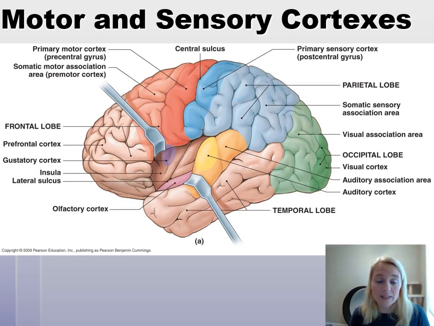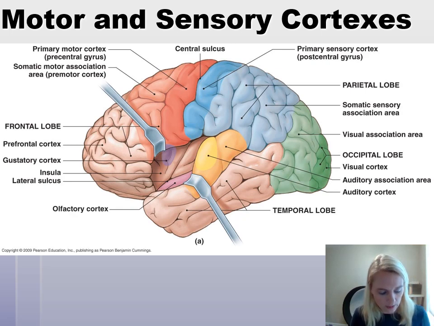So now we get to take a look at the fun stuff of the cerebral cortex, all the stuff that we are aware of. How do we know what we know and what we can control? So we had all those lobes, right? The frontal lobe, the parietal lobe, the temporal lobe, the occipital lobe. Within these, we have what are called primary cortexes. These are the areas where that sensory or motor information originates or is destined.